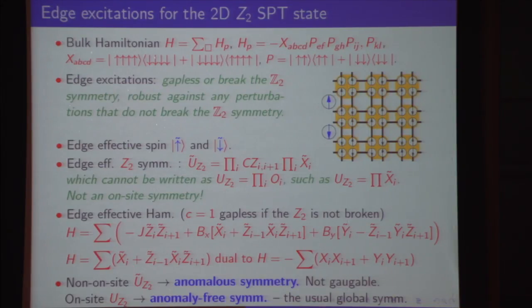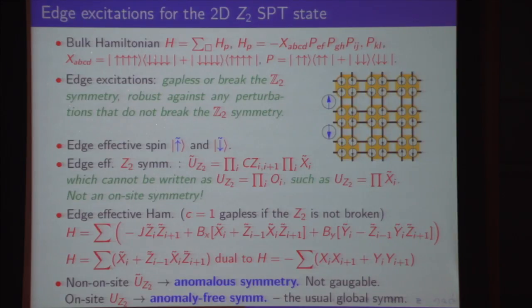So this is one way to say that you have an edge Hamiltonian which is gapless. You know, the XY model is gapless. It's gapless, described by a c=1 conformal field theory with both a left mover and a right mover. So at least in one phase, one possible boundary of this Z2 SPT state is described by this Hamiltonian, and it is basically dual to the XY model on the lattice. Then we can understand from this XY model point of view what happened to the edge.